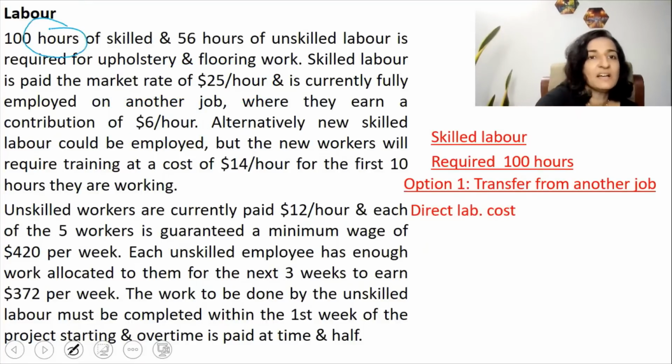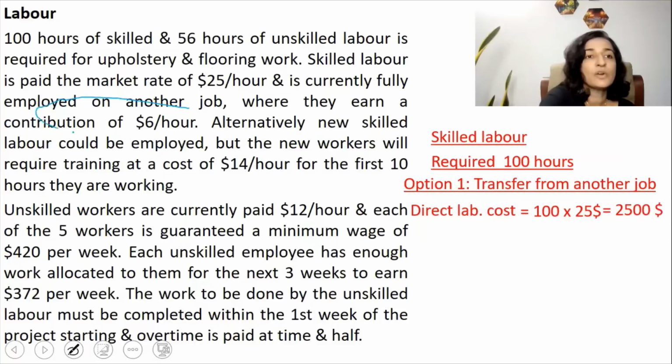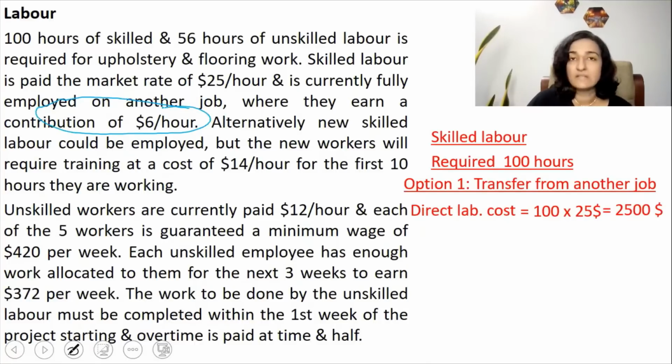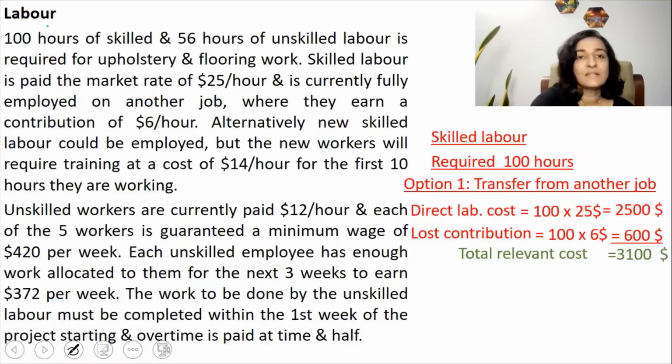So the two types of relevant cost is, one is the direct labor cost actually paid. So we need 100 hours, and for each hour we are paying $25 per hour. So it is 100 into 25 or $2,500. And the lost contribution from the existing business is $6 per hour. And since we are transferring 100 hours, it is 100 into 6 or $600. So for option 1, the total relevant cost is $3,100.